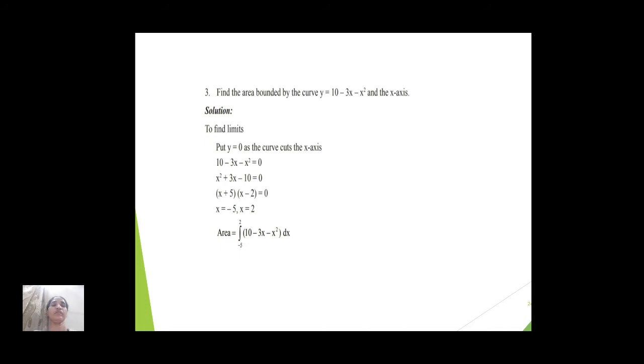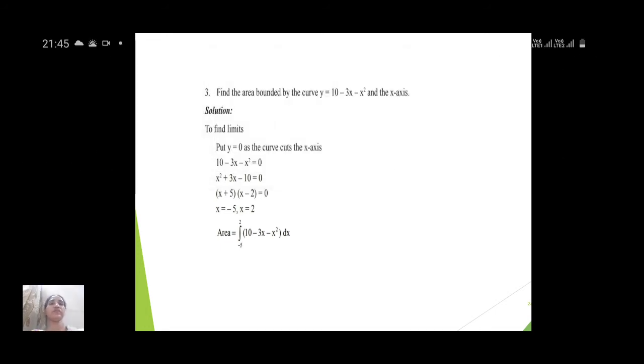Next, find the area bounded by the curve y equal to 10 minus 3x minus x square on the x-axis. To find limits, put y equal to 0 as the curve cuts the x-axis. 10 minus 3x minus x square equal to 0. Then we get x square plus 3x minus 10 equal to 0. Then (x plus 5) into (x minus 2) equal to 0. x equal to minus 5, x equal to 2.